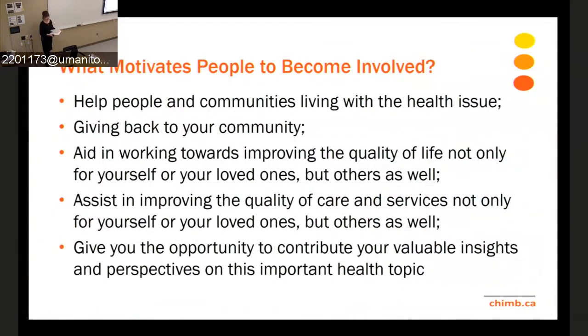And so some of the things that we've heard from people around what motivates them to become involved: your involvement in this health research project will help people, like communities living with a health issue; will give you the opportunity to give back to the community; will aid in working towards improving the quality of life, not only for yourself, but maybe a loved one or a member of the community; will assist in improving the quality of care and the services, not only for yourself or your loved ones, but also others; or else it gives you the opportunity to contribute your valuable insight and perspectives on this important health topic.